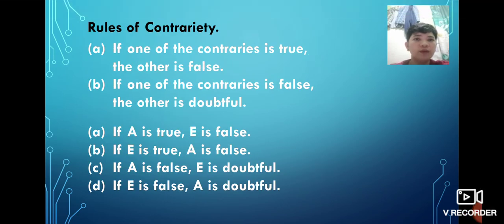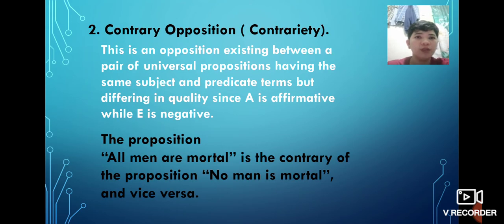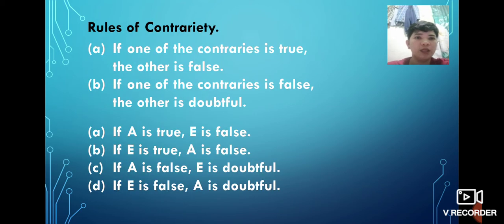We have also the rules of contrariety. If one of the contraries is true, the other is false. If one of the contraries is false, the other is doubtful. So why is it doubtful if the contraries is false? It is because this means that if the falsity of the universal propositions is not involved, the falsity of the quality. That's it. That's why it is doubtful if the contraries is false.